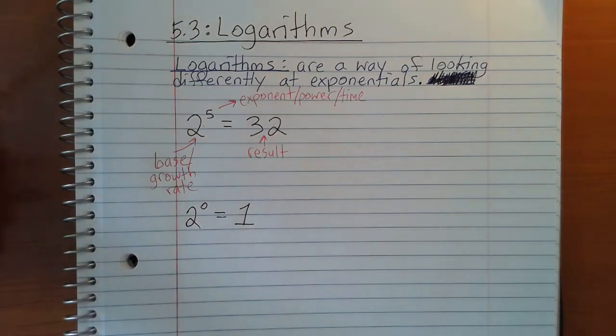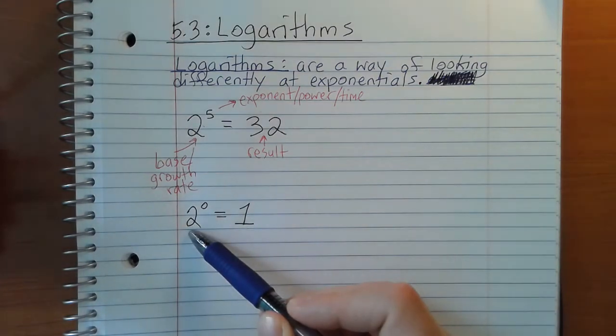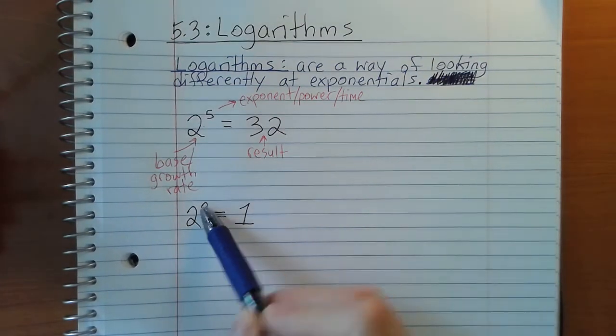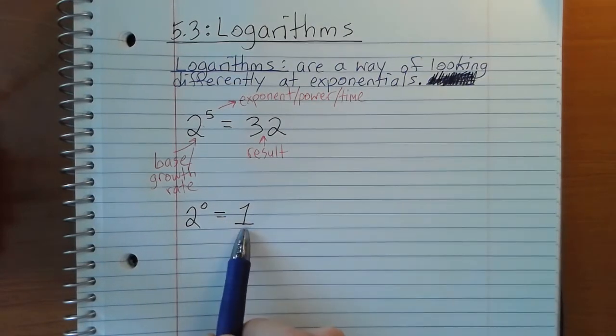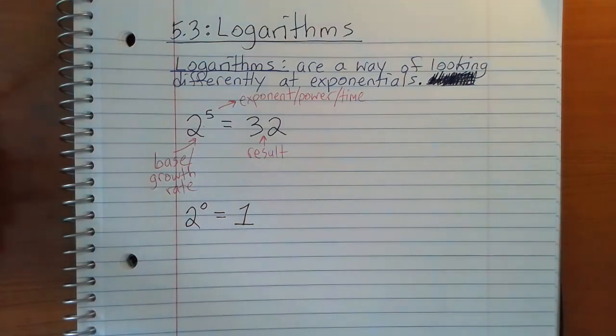So we know that this makes sense. Our growth rate is 2, it's doubling, 0 time has elapsed, 0 days. And we know that if 0 days have elapsed, it hasn't grown at all. It's 1 times bigger, which is no change at all.